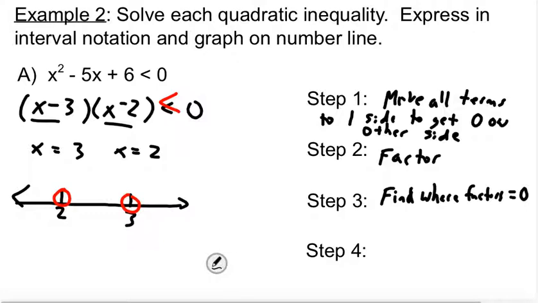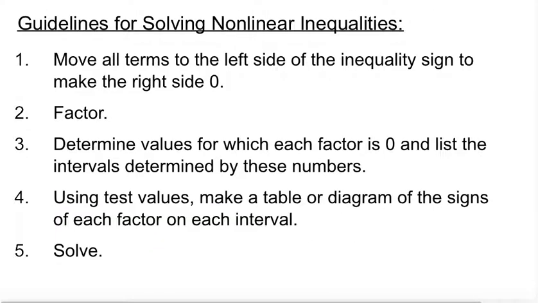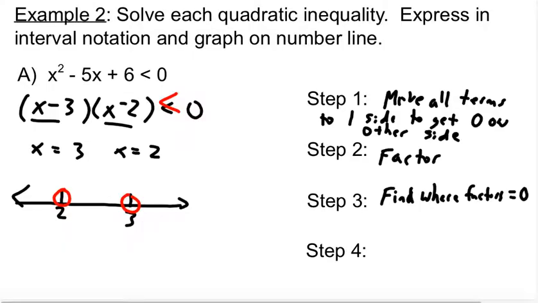Now let's come down here to step 4 here. I think we're on testing. Let's double check here. Are we testing already? So using the test values, make a table or diagram of signs, and then we're going to solve. So there's our values there. So now let's kind of pick a test value. So you want to pick a test value over on the left side. So what's something that's less than 2? Maybe my test value here is going to be x equals 1. In between here, something between 2 and 3, maybe 2.5. Something larger than 3, maybe like 4. Those are our test values.